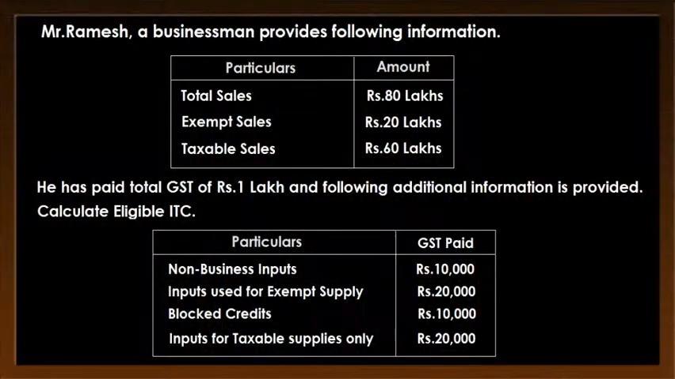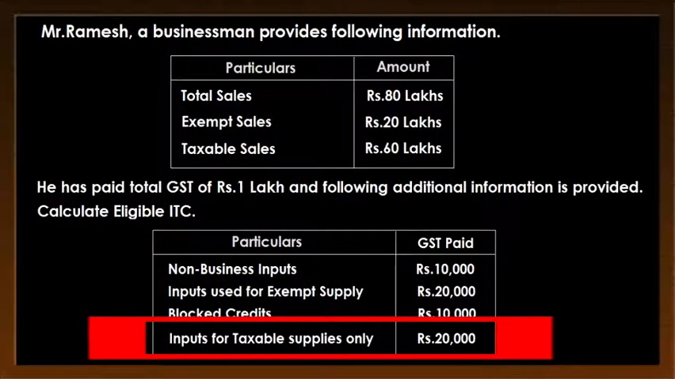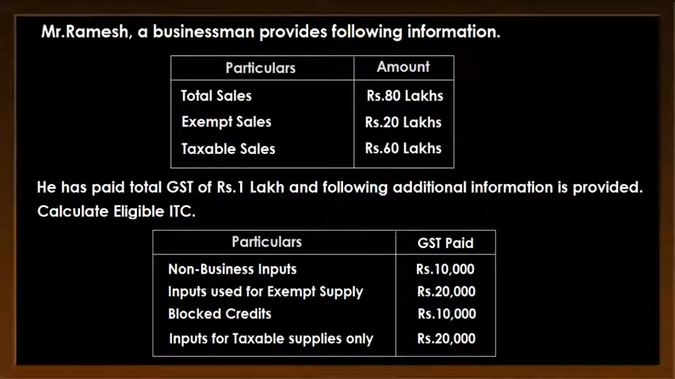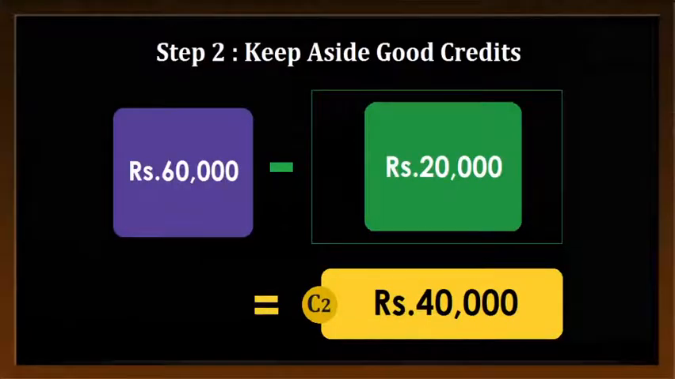Second step, we have to keep aside the good credit. What is good credit? The inputs which are used to make only taxable supplies. In the problem, have they given any information like that? They told inputs used for making taxable supplies only 20,000 rupees. So this means it is a good credit. We have C1 balance of 60,000 rupees. Out of the 60,000 rupees, 20,000 rupees is the good credit, so we are keeping that 20,000 rupees aside.